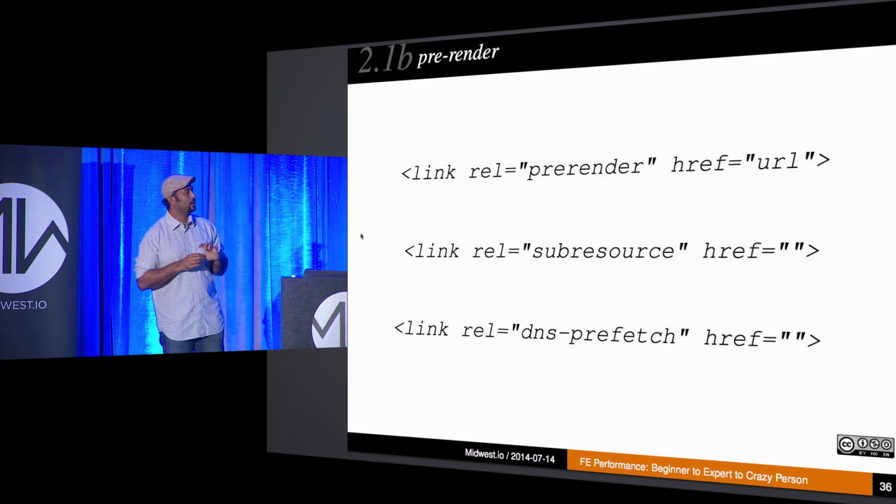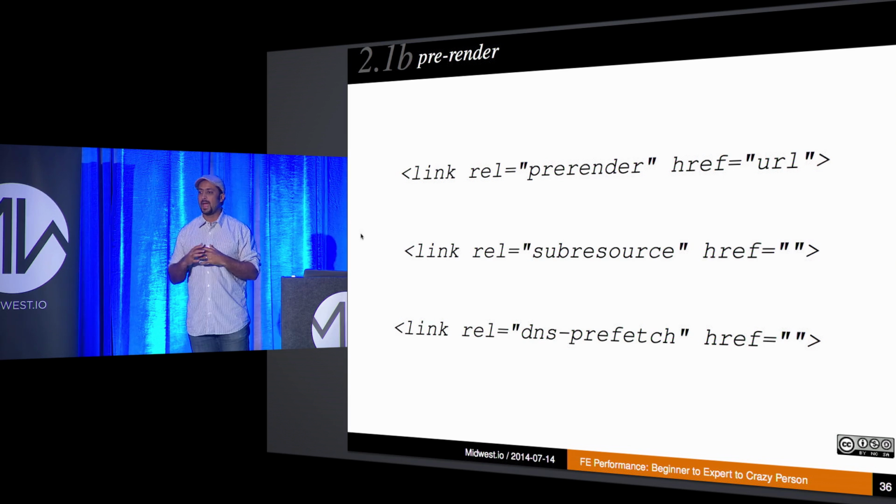And the third is link rel equals DNS prefetch. This is a great way to tell your browser to do the DNS lookup for a resource that it may not need on the current page. It may need it for the next page, or it may need it further down in the page. So do the DNS lookup, and that saves you a fair amount of time.